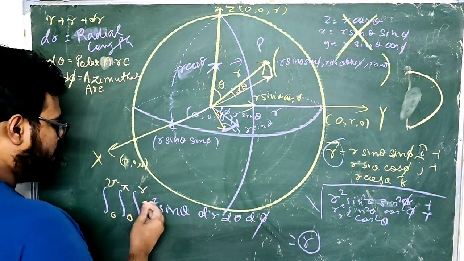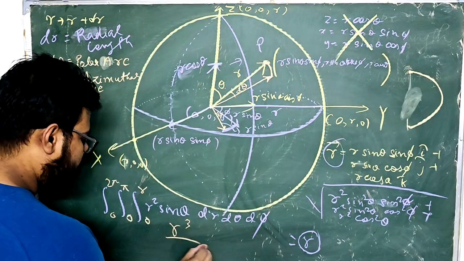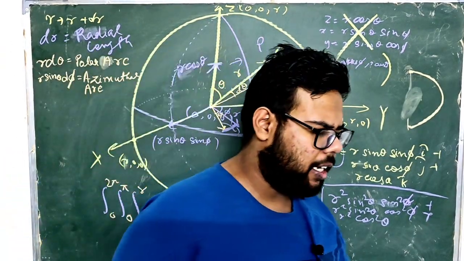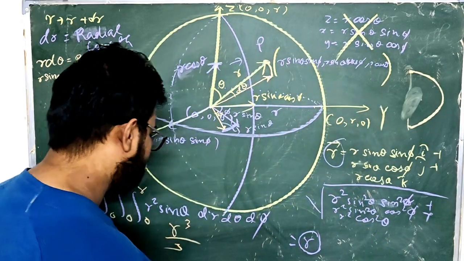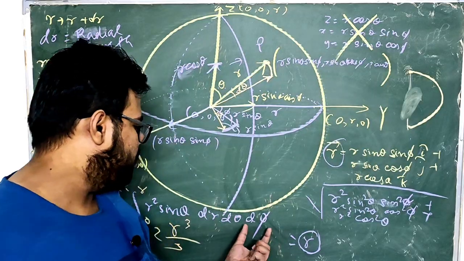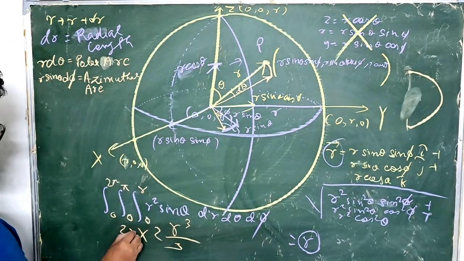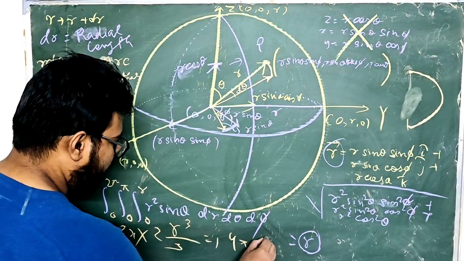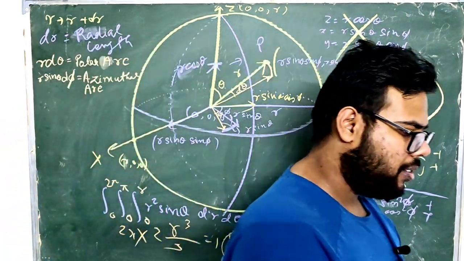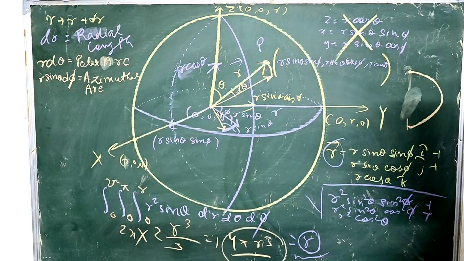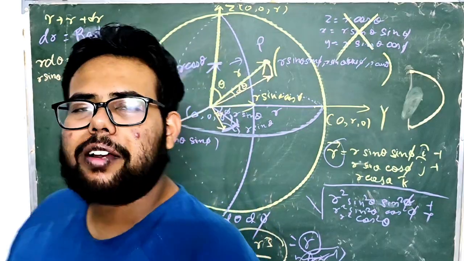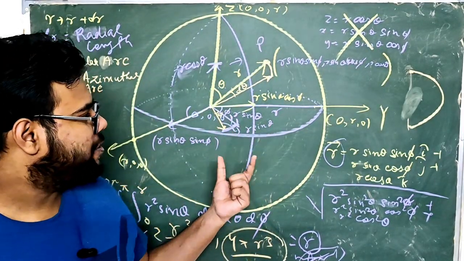Now just evaluate this. Integral of r square dr will be r cube by 3. The integral of sin theta d theta from 0 to pi will be equal to 2. You can check it, 2. And the integral from 0 to 2 pi of d phi will be equal to 2 pi. So you will get 4 pi r cube by 3. This is the volume of this sphere, correct? Okay, so this is how you calculate the volume of the sphere, and that is how you get spherical coordinates.